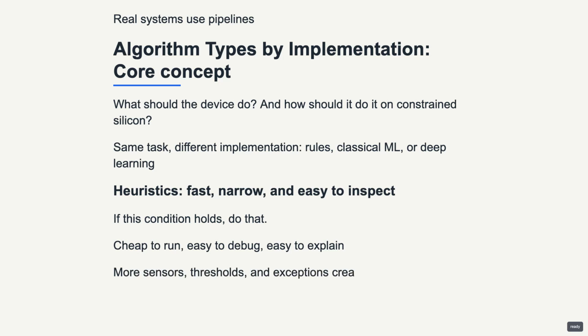The trouble starts when the system has too many variables or too many special cases. The rule set grows branch by branch until it becomes hard to test, hard to maintain, and easy to break when the environment changes.